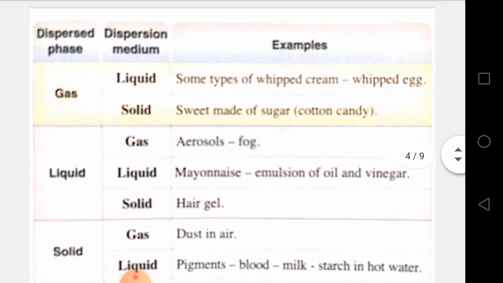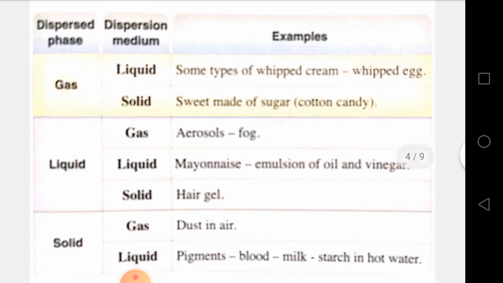This is a table illustrating different examples of colloids. The first column, dispersed phase. The second column, dispersion medium. So the first line represents gas in liquid. For example, whipped cream, like crème chantilly, which is used in the manufacture of cakes.